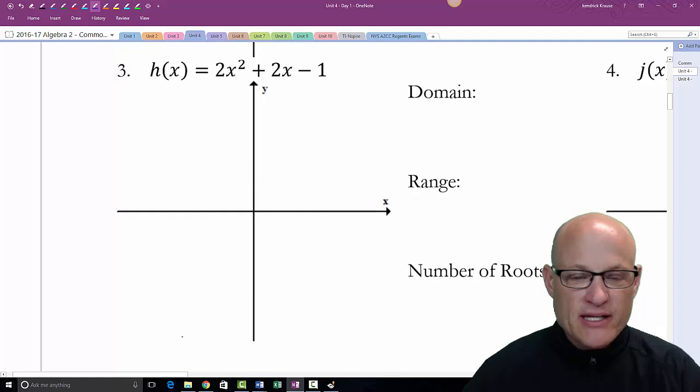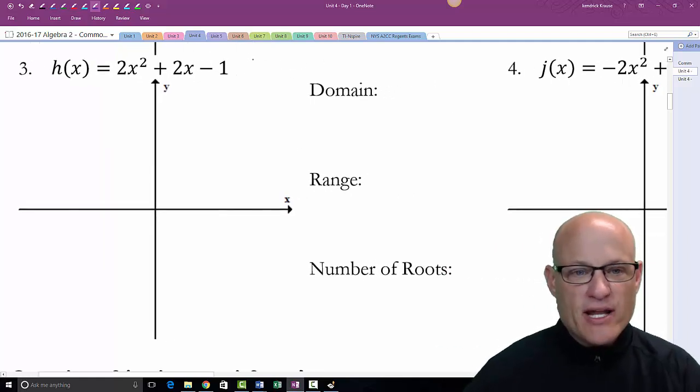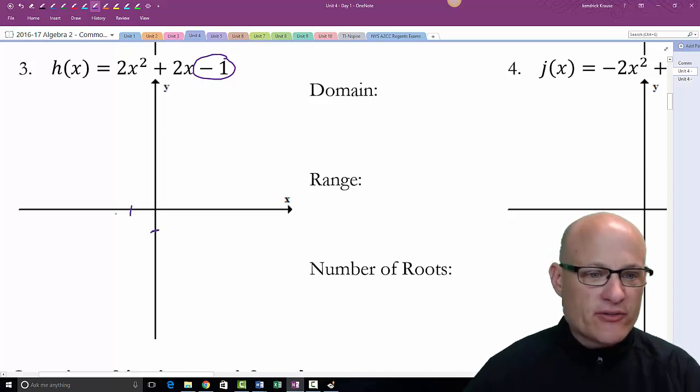All right, so here's what I know about this one. I know it has a y-intercept of -1. I could probably sketch this without the graphing calculator because I know it has a y-intercept of -1. What I don't know is if it does this.